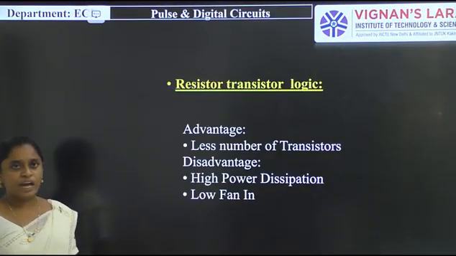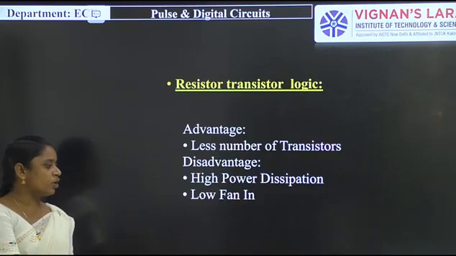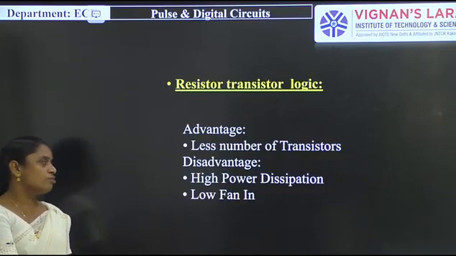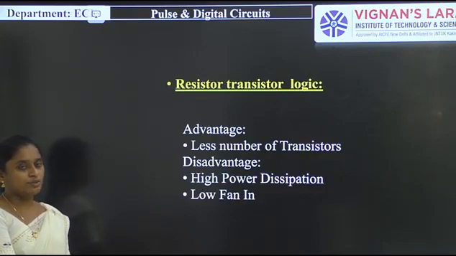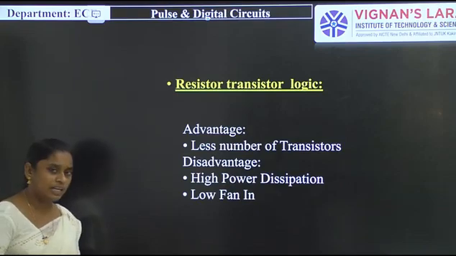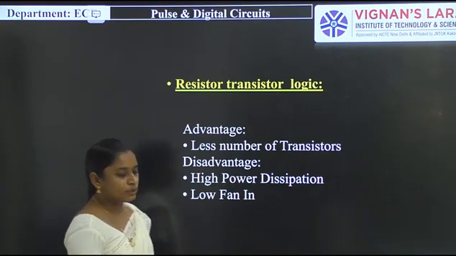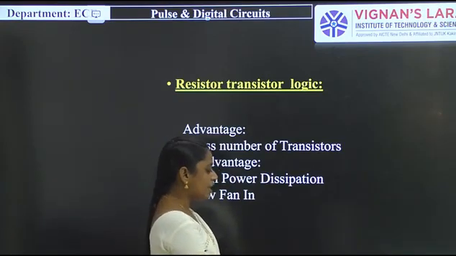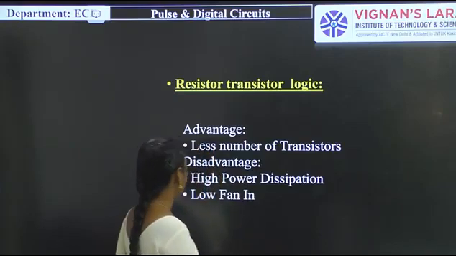Simply the major advantage of this logic is that we require fewer transistors. So the number of transistors used here will be very less, but power consumption, or simply power dissipation, is more and fan-out will be less. So the number of inputs connected to this particular one will be very less. So that is a major drawback of this particular RTL logic.